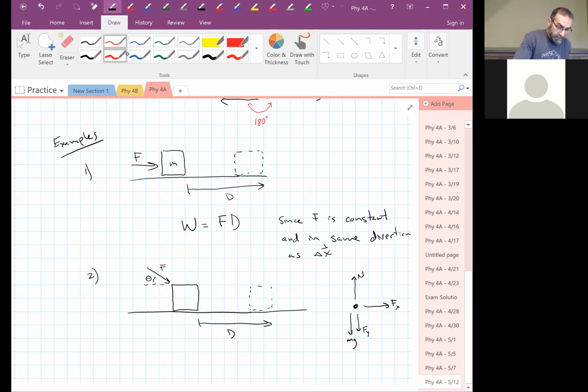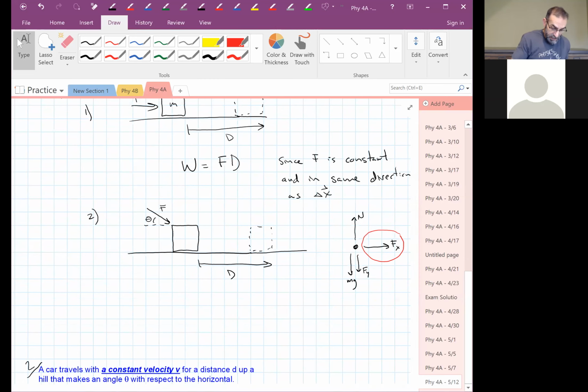So really, this is the one that's doing work, right? The force in the Y direction isn't making the box go faster or slower. It's not doing anything to the motion of the box. It's not doing any work on the box. Only the component in the X direction is doing work on the box. So that's one way to think of it. So the work done is going to be F sub X times the distance, or F cos theta times the distance.